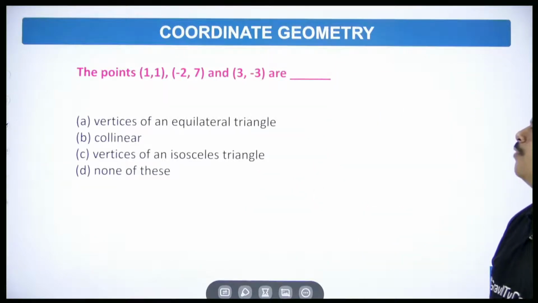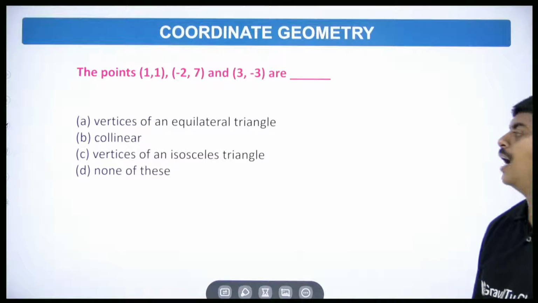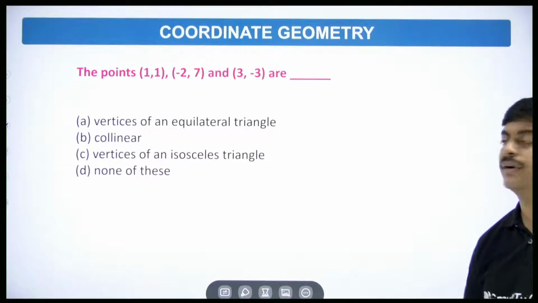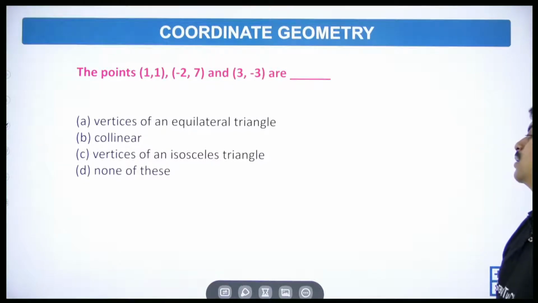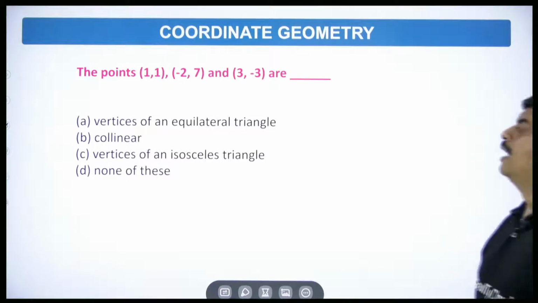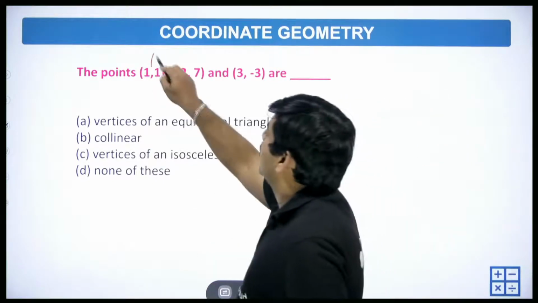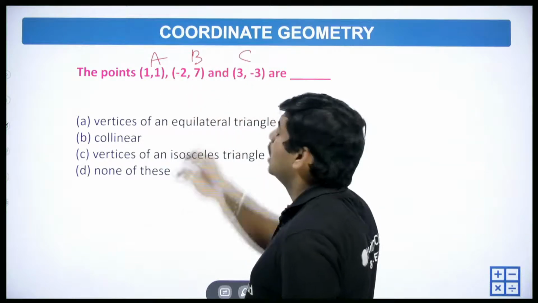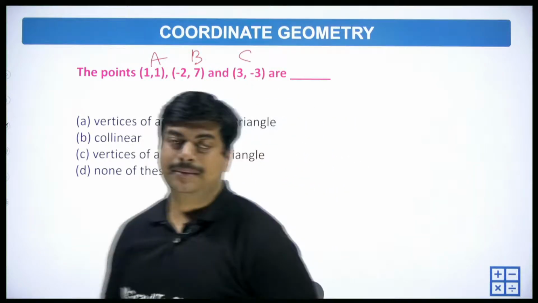The points (1, 1), (-2, 7) and (3, -3) are vertices of an equilateral triangle, collinear, vertices of an isosceles triangle, none of this. So what we can do, let's try to take the vertices as A, B, C. We need to find the distances AB, BC and AC.